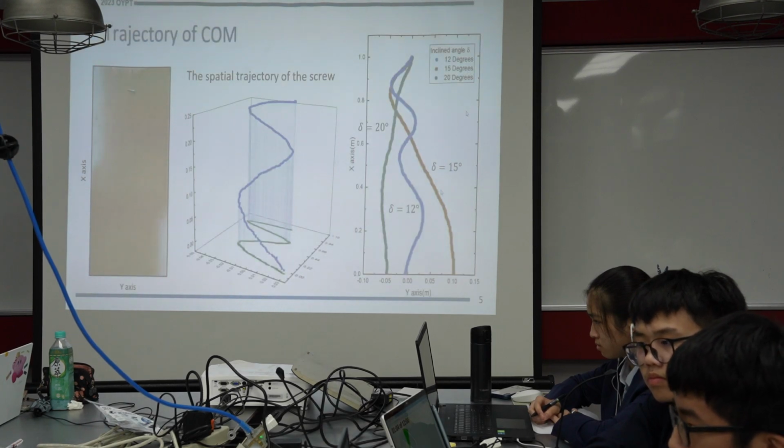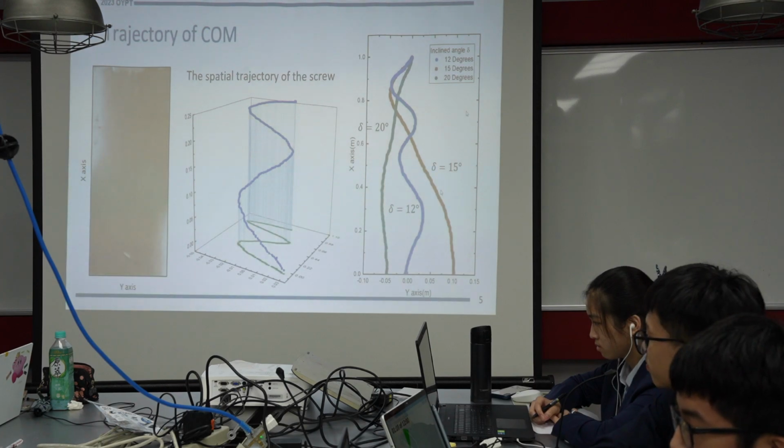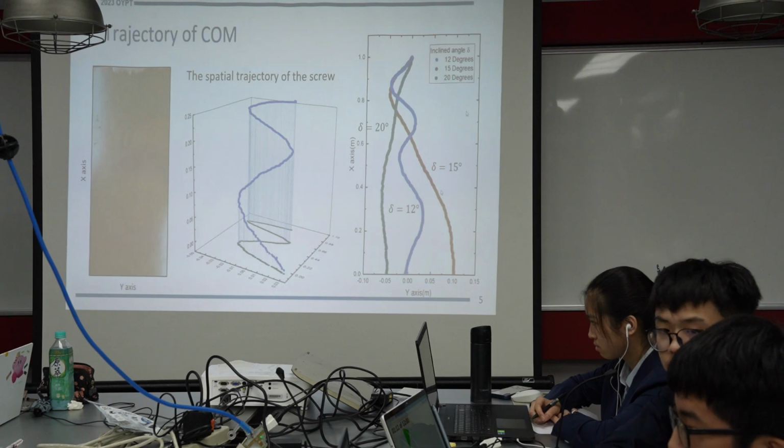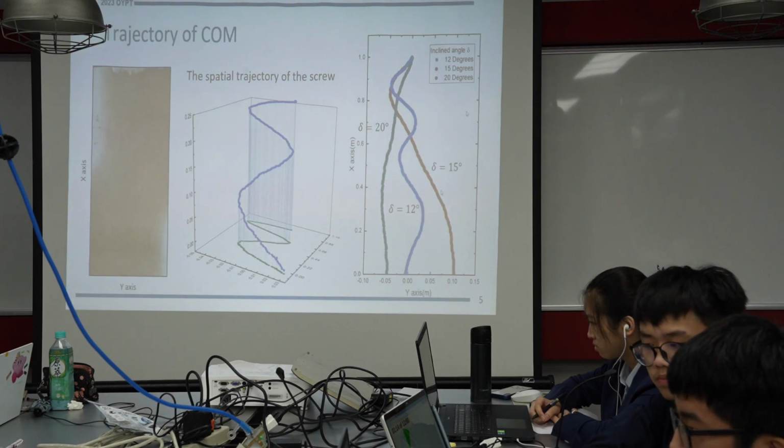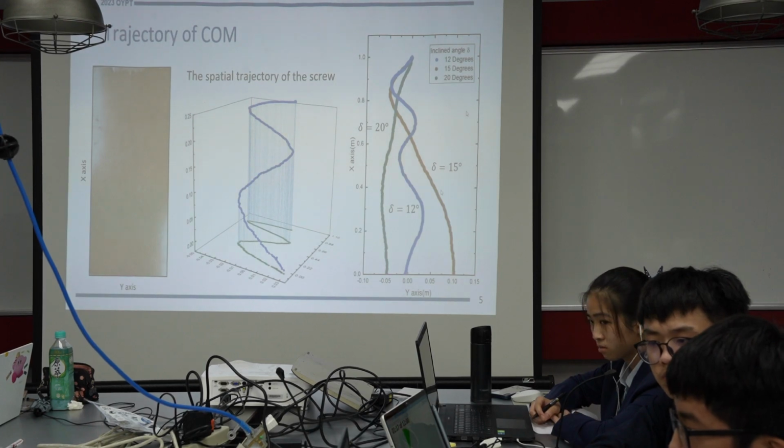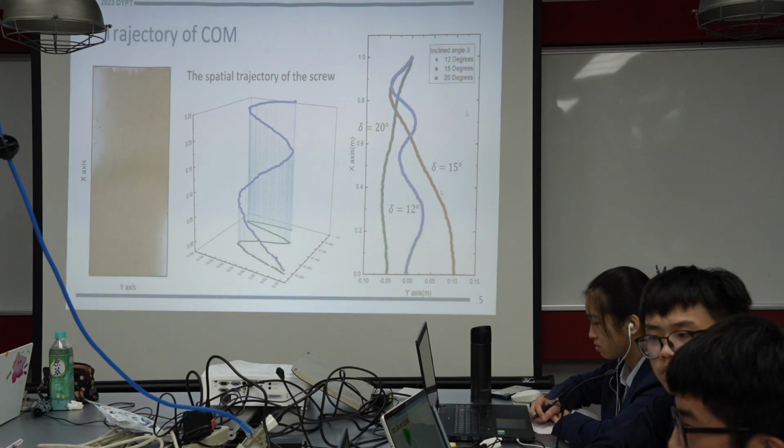This is a demonstration of the trajectory of a screw. In the video, you can see that the screw slides down as it travels down the ramp. And we plot it as a spatial trajectory of the screw. Then we set the ramp as the XY plane, and we can get the graph on the right side. If we gradually increase the incline angle delta, we may see the vertical displacement between each oscillation increase.